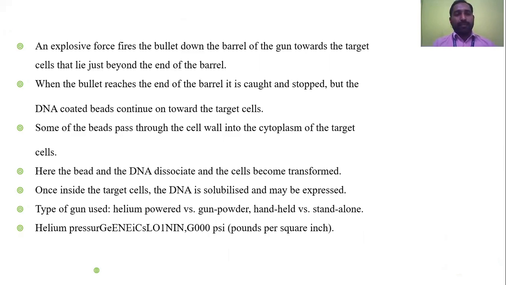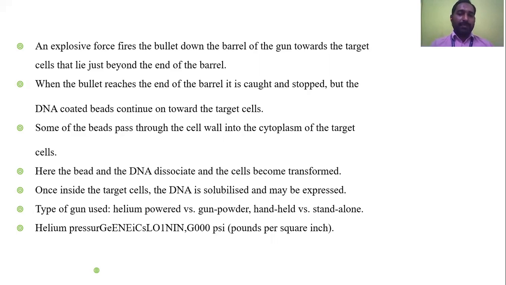The bullet reaches the end of the barrel and is caught and stopped, and the DNA-coated beads continue towards the target cells. The beads pass through the cell walls into the cytoplasm of the target cells. Once inside the cells, the DNA is dissociated from the bead, that is, the cell is transformed.